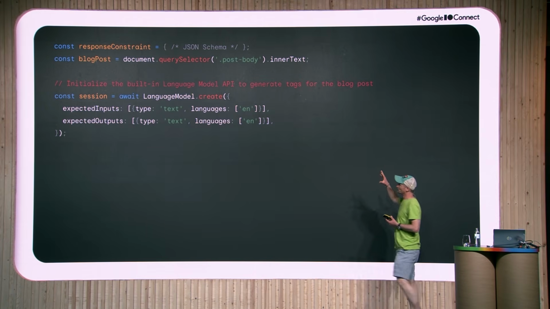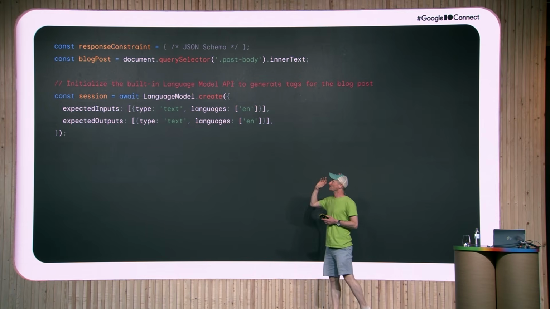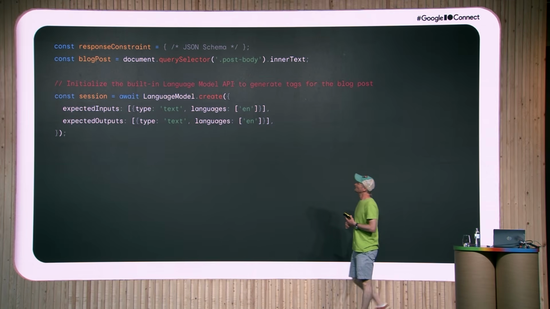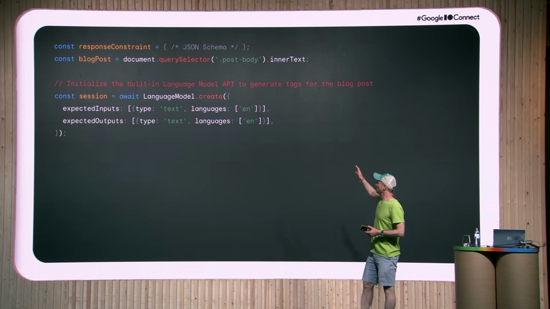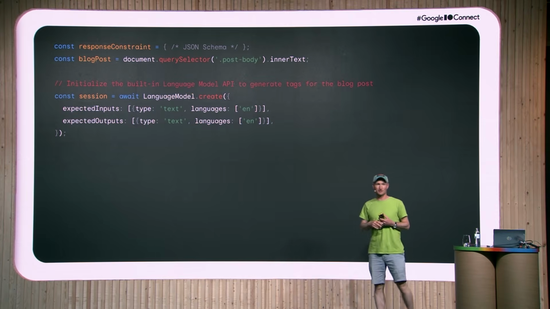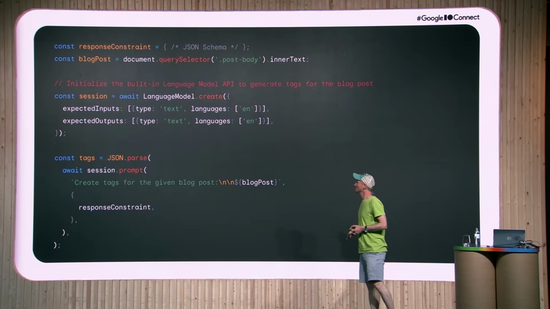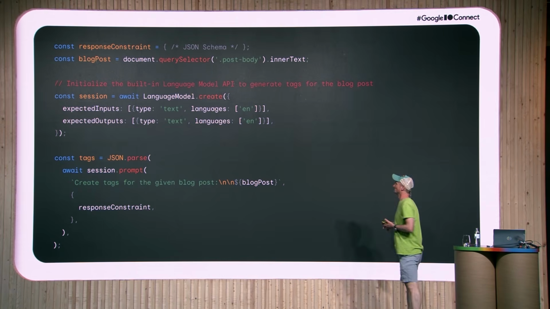So LanguageModel.create, we pass it the expected inputs and expected outputs, which in this case is the same. They are of type text. And the languages that we allow in this case are English. And now with the session, we can then actually start prompting the model.